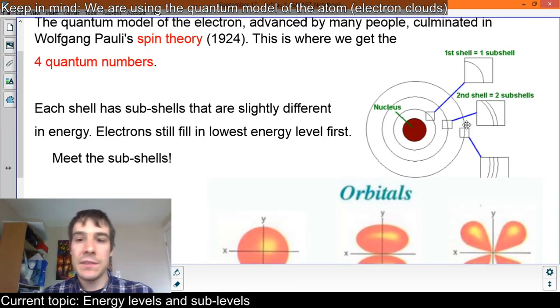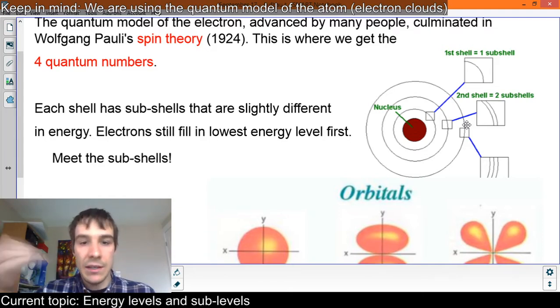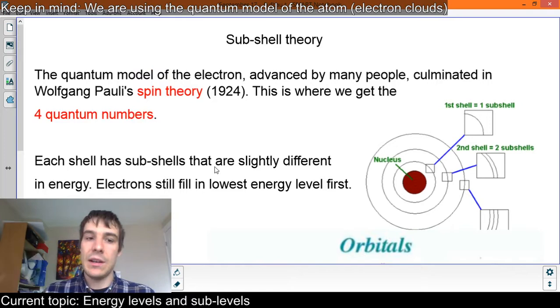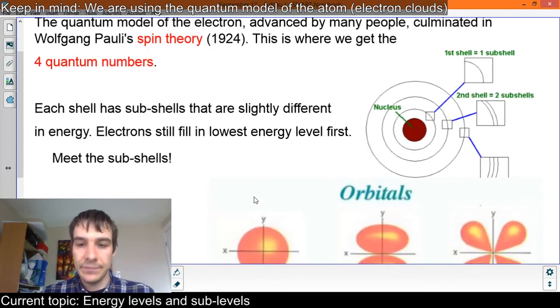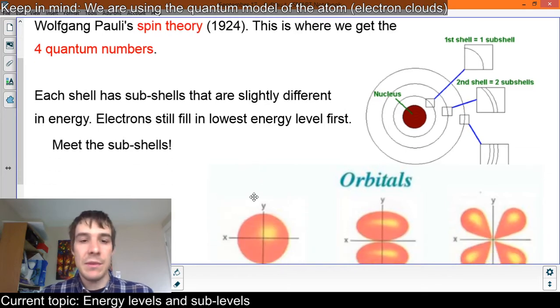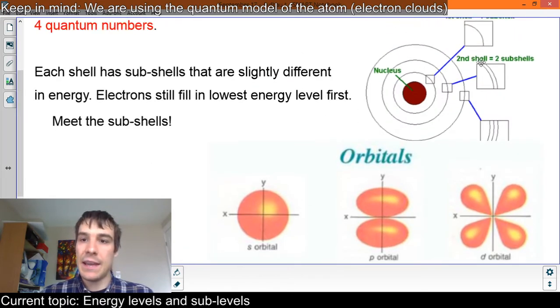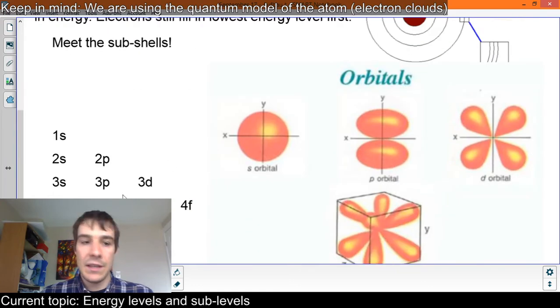So that's the first kind of rule that we have, is that in the first shell there's only 1 possible subshell. In the second shell there are 2 possible subshells. In the third shell there are 3 possible subshells, and so on and so forth. Now, the details on why they're a particular shape come from the Schrödinger equation, which we don't get into, but this is what the subshells look like. So the first subshell, the lowest subshell in every one of these, is the S subshell. The S subshell just looks like a sphere.